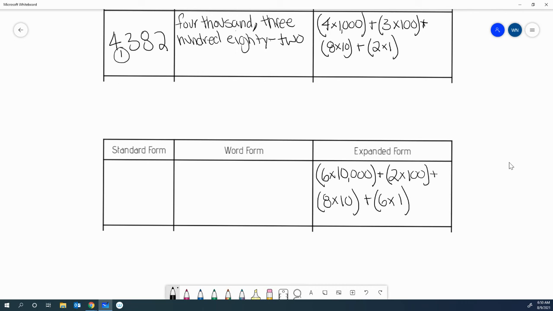Let's take a look at this. We know that the 6 is in the 10,000s place. But if you look, there's nothing in the thousands place. So we're going to put a 0. Now, I could have put like 0 times 1,000, but you know that 1,000 times 0 is 0. So there's no point. So we've got 60,000, comma. We've got a 2 in the hundreds place, an 8 in the tens place, and a 6 in the ones place. 60,286. Let's go ahead and write that in word form.